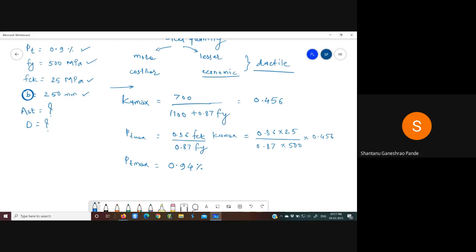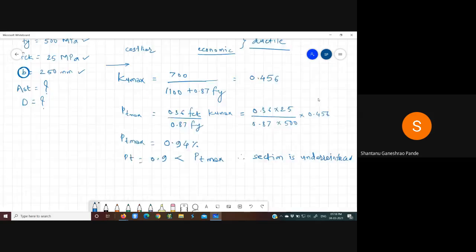Now here PT max value is 0.94%, so this is more than 0.9%. So whatever percentage is given, the section comes out to be under reinforced. Percentage of steel given in this numerical is 0.9%. So PT is less than PT max. So hence the section is under reinforced. Now you can calculate value of KU.